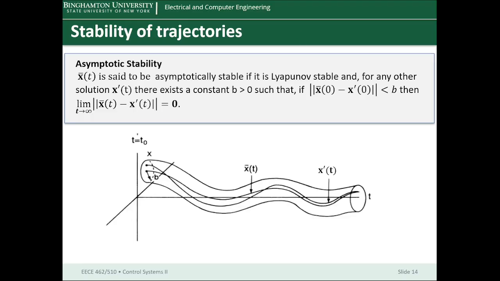For example, in this figure, you can see the trajectory x prime, which begins within the b neighborhood of x bar, gradually converging to the desired trajectory over time. If every other trajectory that starts from the b neighborhood of x bar converges to x bar gradually, then we call x bar an asymptotically stable trajectory.